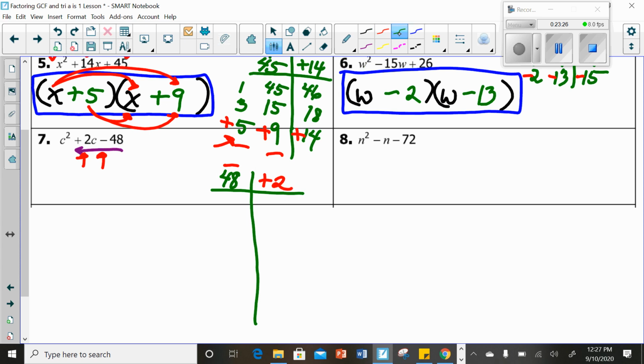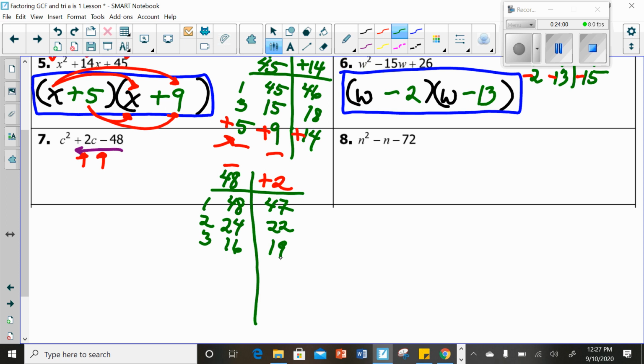So we'll start with our factors of 48, 1 and 48. Remember, we're subtracting, so 48 minus 1 is 47. Not what we're looking for. Next number after 1 is 2. 2 goes into 48 24 times. If you subtract them, you get 22. Still not what we're looking for. Next number after 2 is 3. 3 divides into 48 16 times. And then if you subtract those, you get 13. We're getting closer to 2. We're going in the right direction.